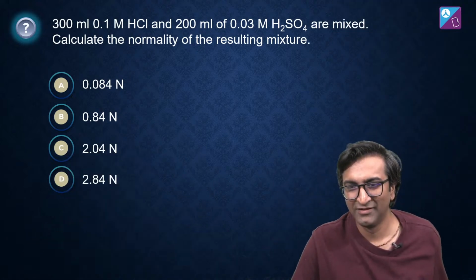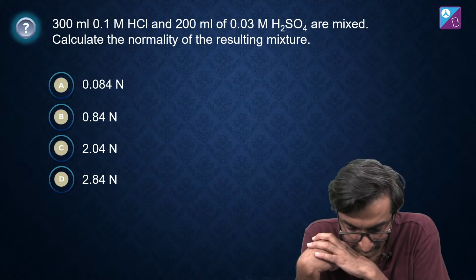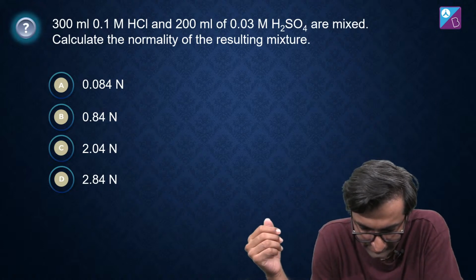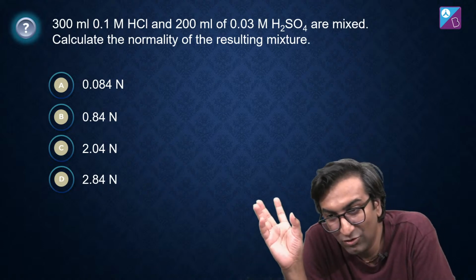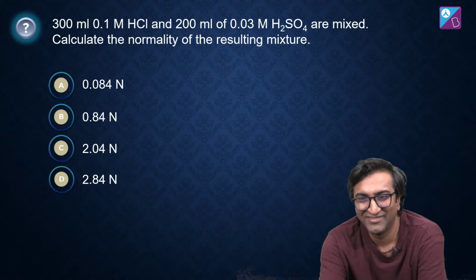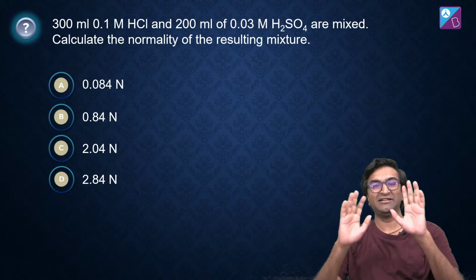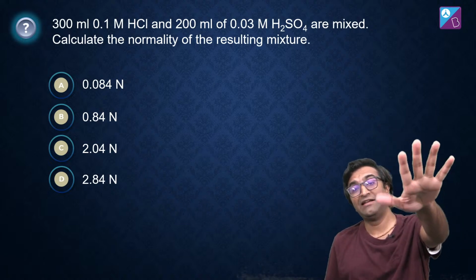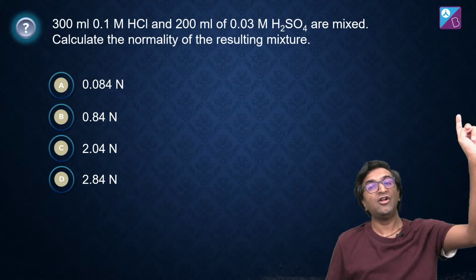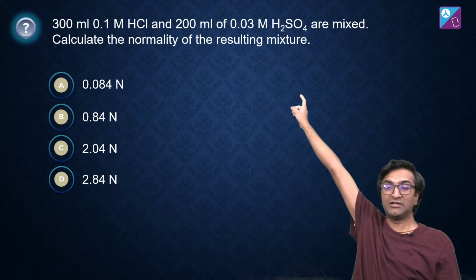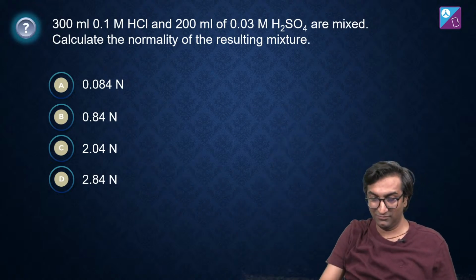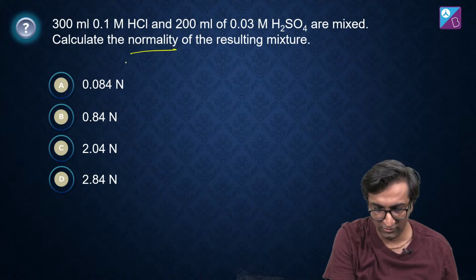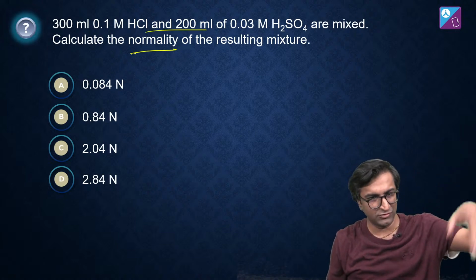ट्राई करिए इसको. 300 ml of 0.1 molar HCl and 200 ml of 0.03 molar H2SO4 are mixed. इसकी रिजल्टेंट नॉर्मैलिटी निकालनी है. मोलैरिटी नहीं, नॉर्मैलिटी निकालनी है. Question is given as molarity. ठीक है, हमको निकालनी है नॉर्मैलिटी. प्लीज आप ट्राई करो इसको. And I am proud of you guys. Most of you figure it out.